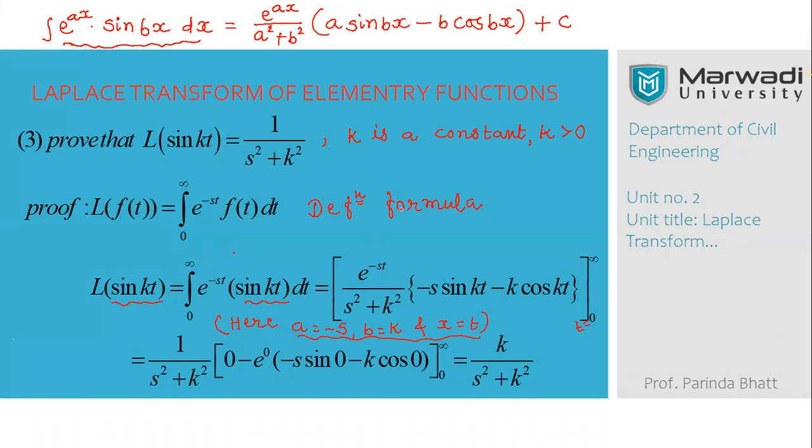Now e raised to minus infinity. We discussed this earlier and everyone please remember this thing. E raised to minus infinity, right? You remember this thing? E is a particular value 2.7183, raised to infinity, that is infinity, and 1 upon that will be 0. Therefore, for the upper limit, this is 0. For the lower limit, e power minus s into 0, therefore e power 0 times minus s sin 0 minus k cos 0.